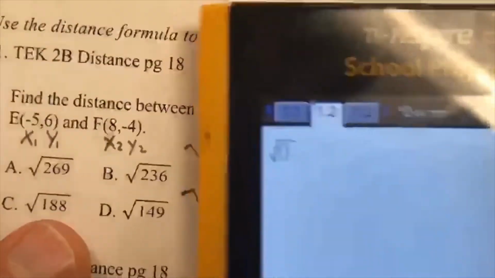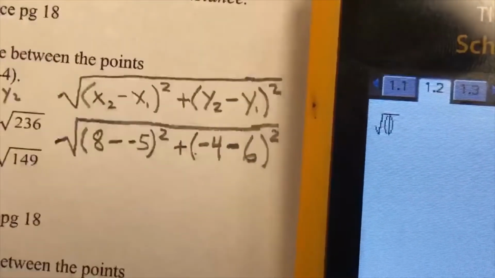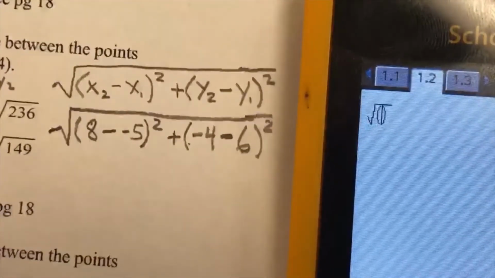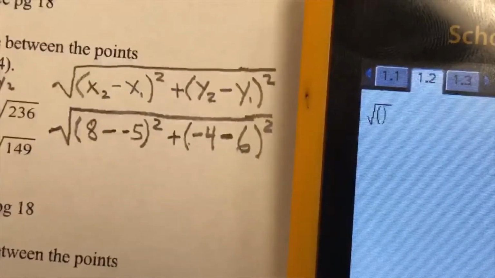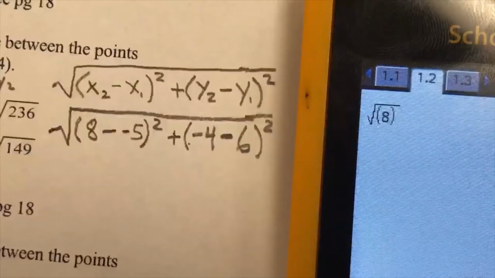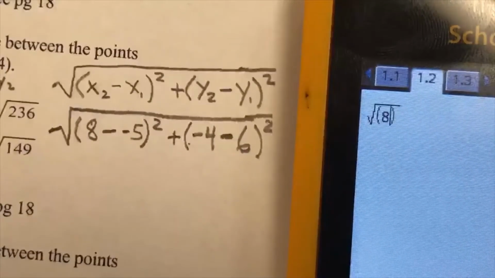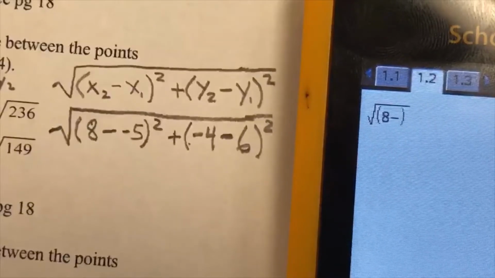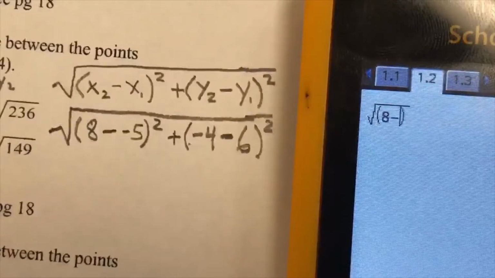Now we're going to start entering everything inside that square root symbol. So we have our left parentheses. Go ahead and get the 8. The minus sign is to the right of the plus sign. And then go ahead and get the negative, which is right below the 3.